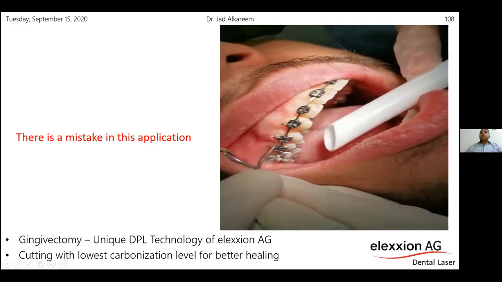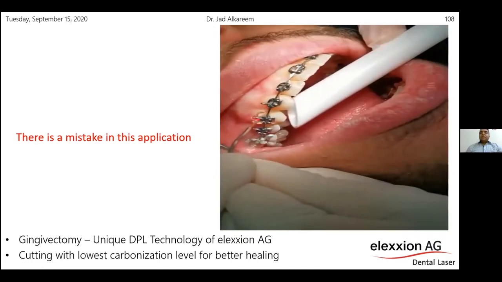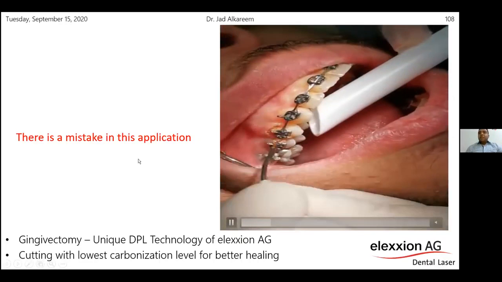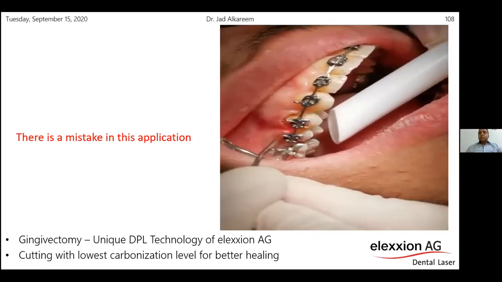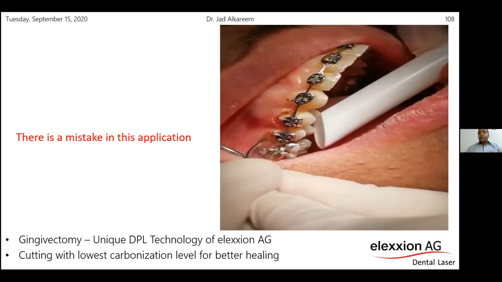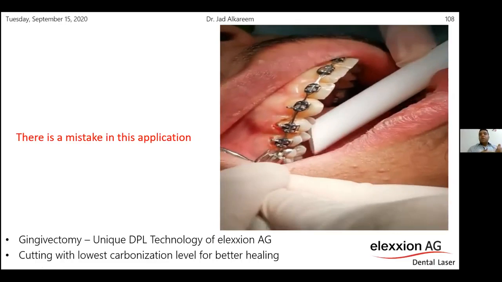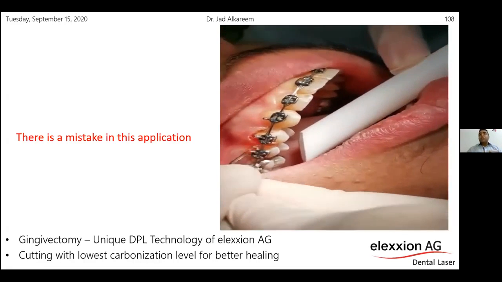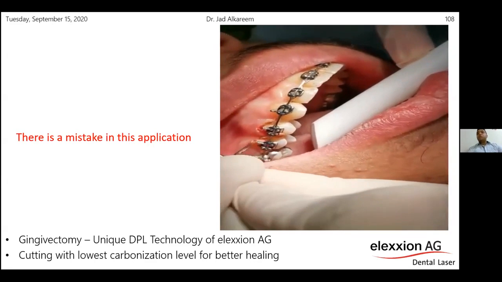But I want to show you a small mistake in this slide: the fiber tip. Here you can see it is almost perpendicular onto the tissue, like 90 degrees. Usually when you use the fiber, try to be parallel to the tissue, because if you are perpendicular, you will deliver more energy, and this energy will cut the tissue or increase the temperature of the tissue very fast.